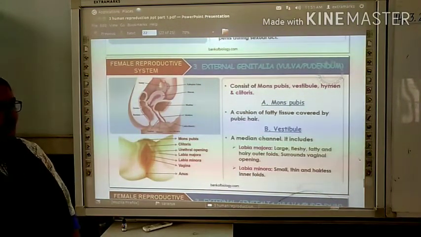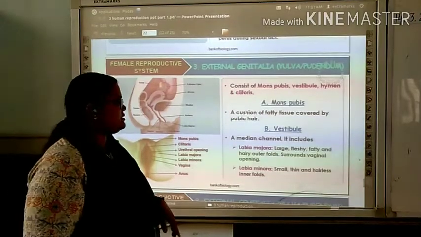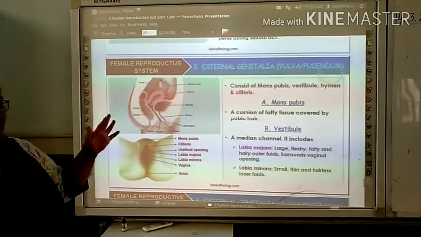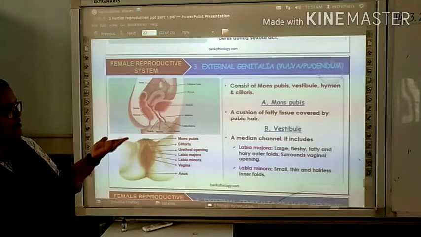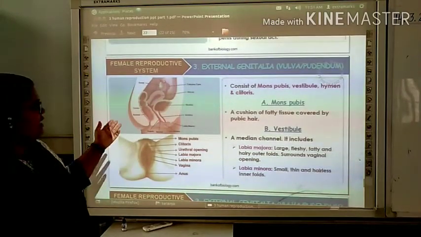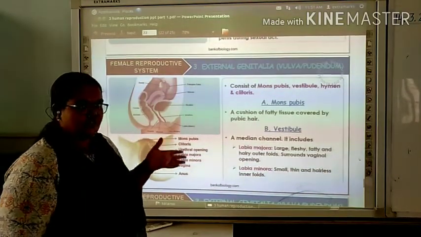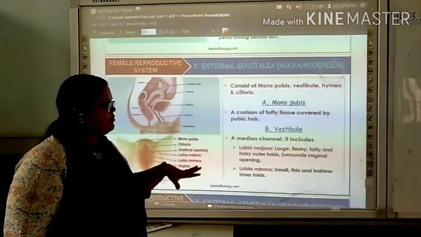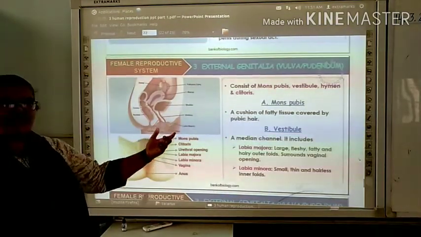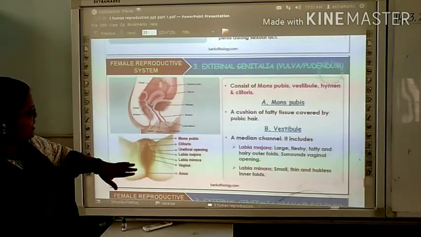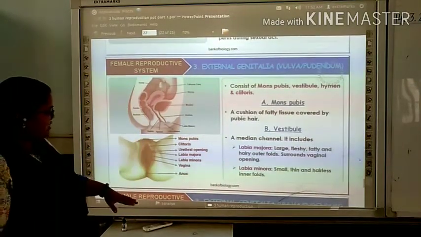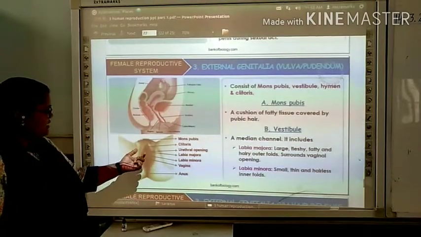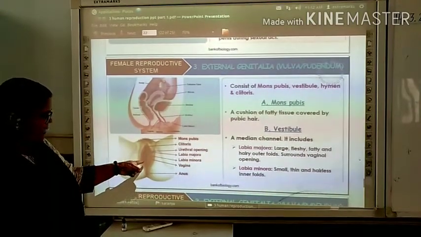One by one we will go. First one is the mons pubis, right? These are the parts we are seeing outside, and all other parts are inside. These are all the external genitalia which we can see externally. The mons pubis is a cushion of fatty tissue covered with pubic hair. If you are taking the structure, here you can see this is the vaginal opening, right?